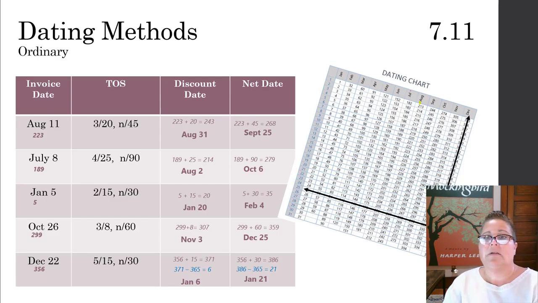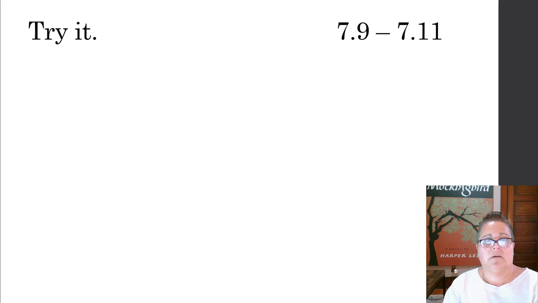All right, dating methods, ordinary. Okay, I think I've got a couple of problems to practice. These are combining all of the skills from 7.9 through 7.11.